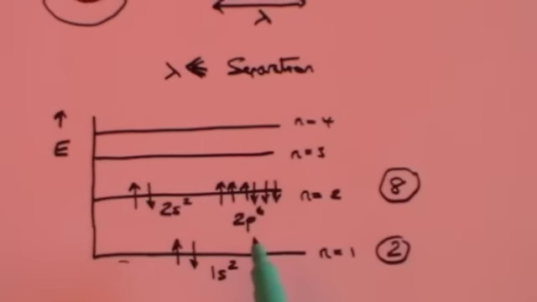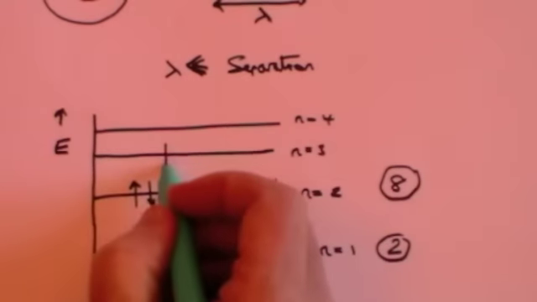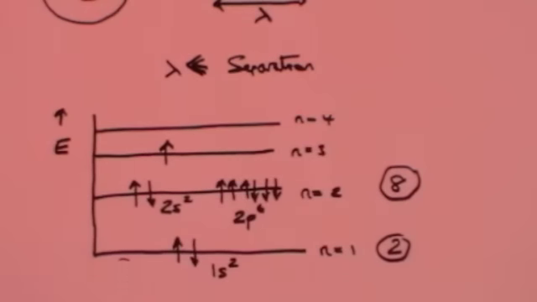The Pauli exclusion principle says once those levels are full, if another electron comes along and wants to occupy an energy level, it cannot occupy level 1 because that's full. It cannot occupy level 2 because that's full. It has to go up into the next energy level.